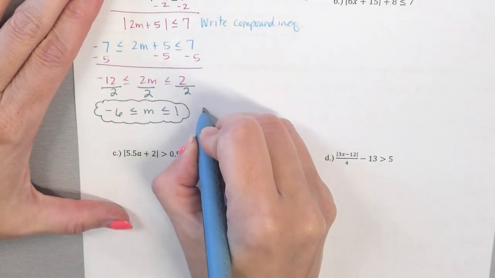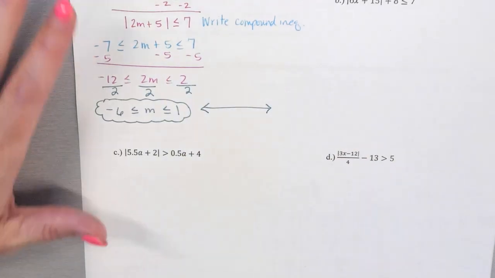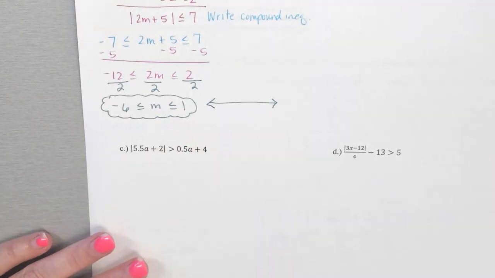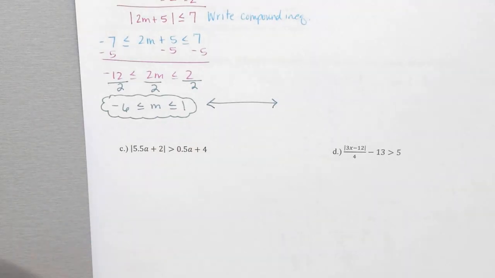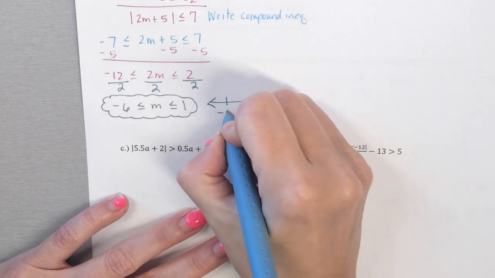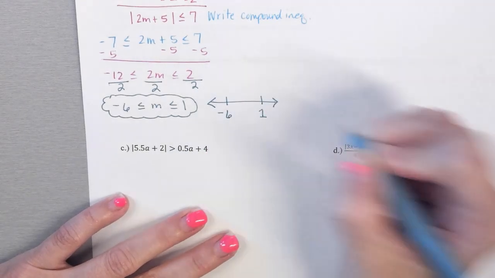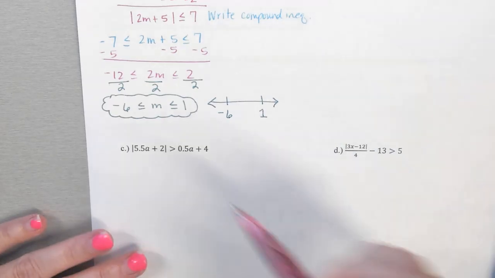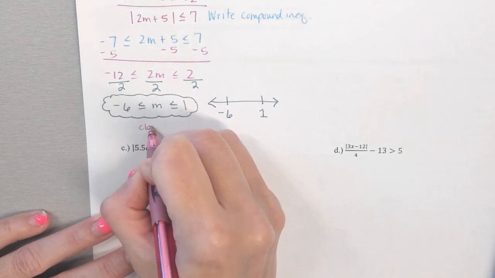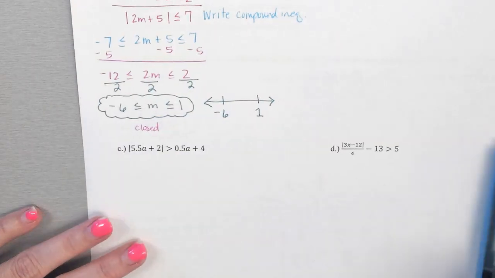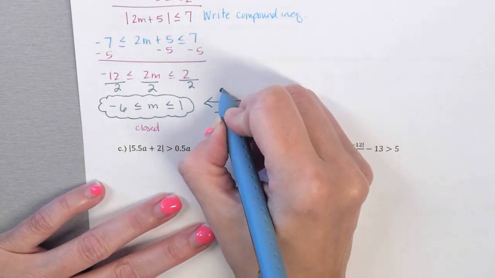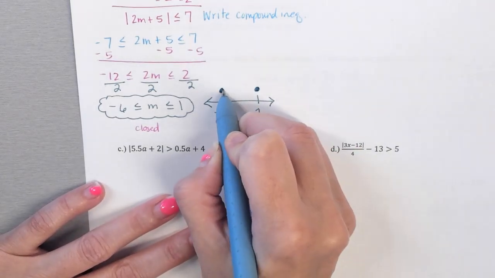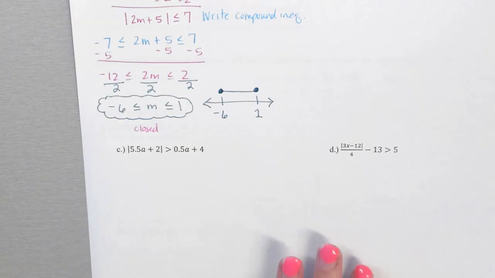And then we do have to put that on the number line. Okay, when you are graphing these on the number line and you have those key values, I'm okay if you just do -6 and 1 if you put those key values on there. Just remember that if you have an equal to, you're going to have closed circles. So you're going to have a closed circle at -6, a closed circle at 1, and then we're going to connect those together.